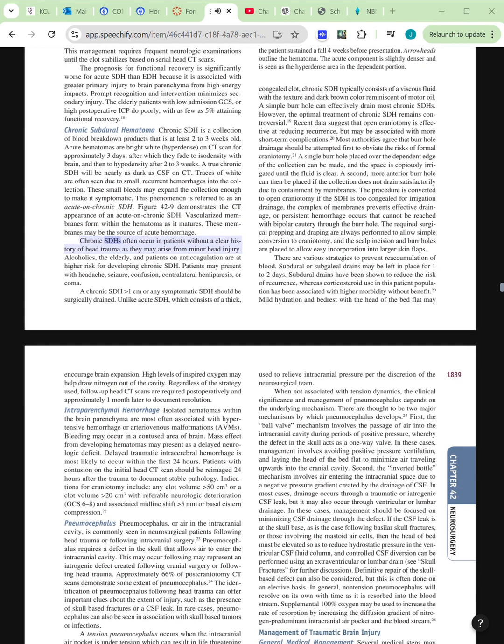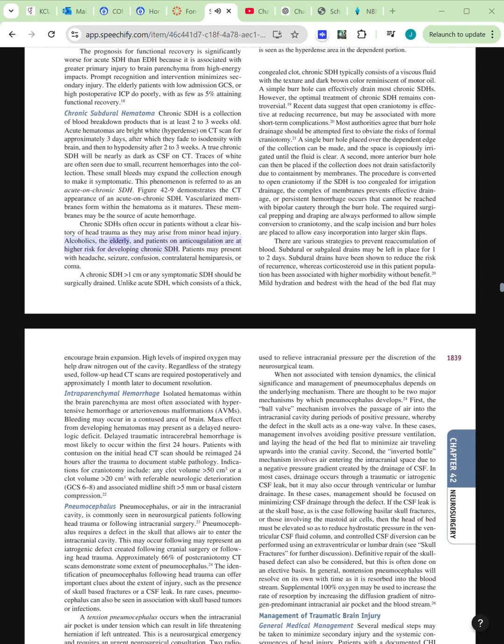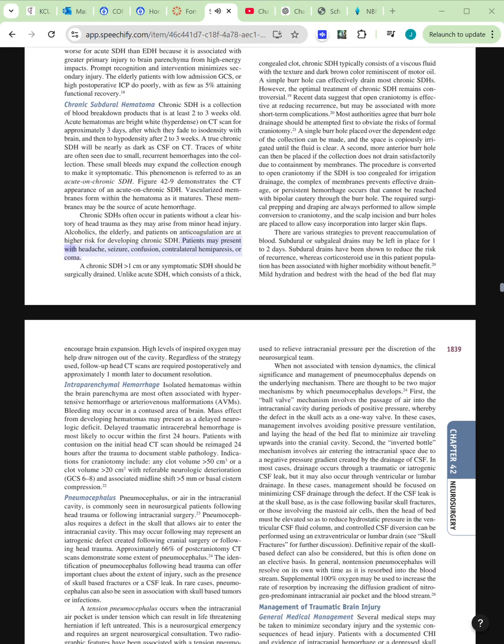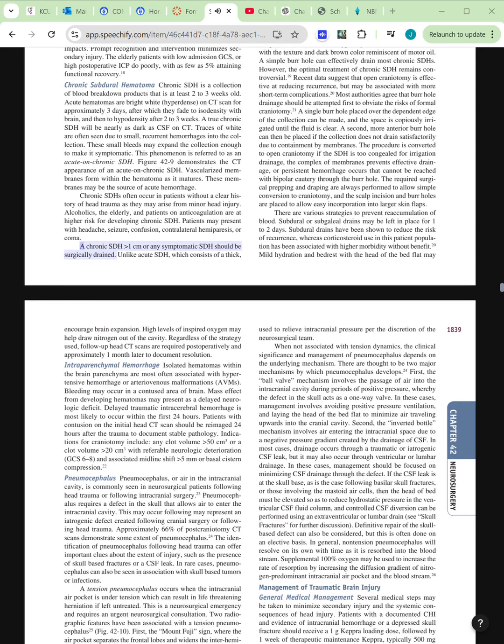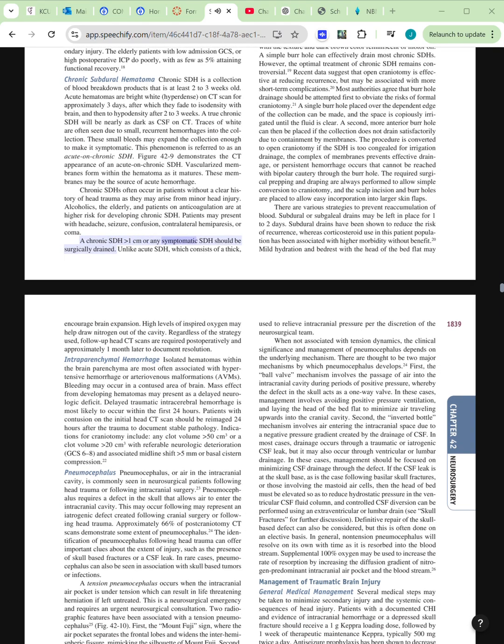Chronic SDHs often occur in patients without a clear history of head trauma, as they may arise from minor head injury. Alcoholics, the elderly, and patients on anticoagulation are at higher risk for developing chronic SDH. Patients may present with headache, seizure, confusion, contralateral hemiparesis, or coma. A chronic SDH greater than 1 centimeter or any symptomatic SDH should be surgically drained.